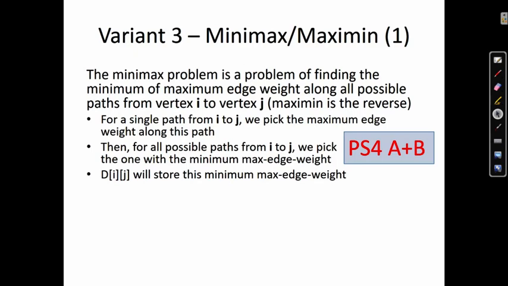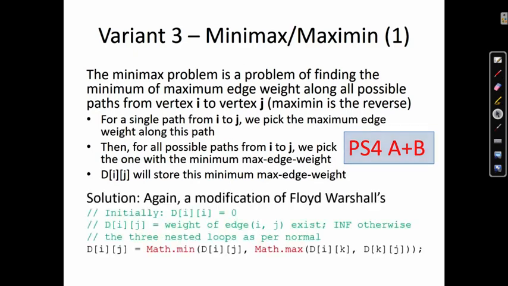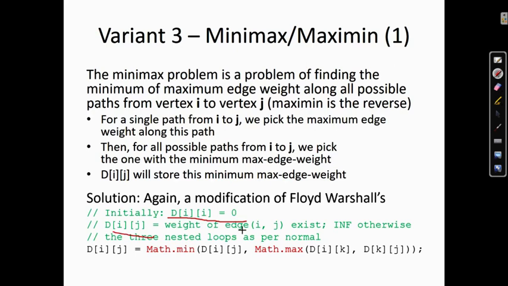Here's another way of solving it using Floyd-Warshall. Here's the modification of Floyd-Warshall. For initialization, the main diagonal is set to 0, then Dij will be the weight of the edge ij if it exists; if not, it's infinity. Your three-nested loop will be as per normal, and I just change the relaxation statement to become like this: Dij will be the minimum of Dij and the maximum of Dik and Dkj. So what does this mean?